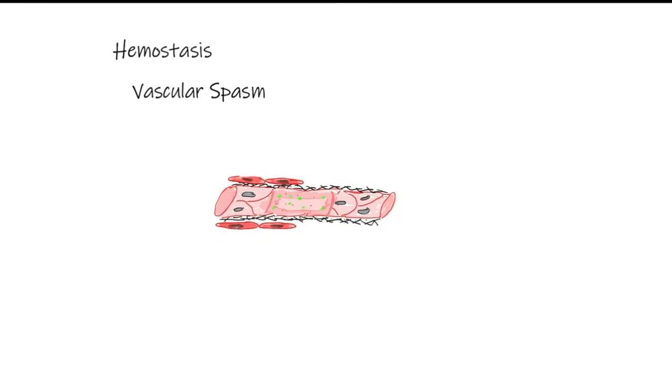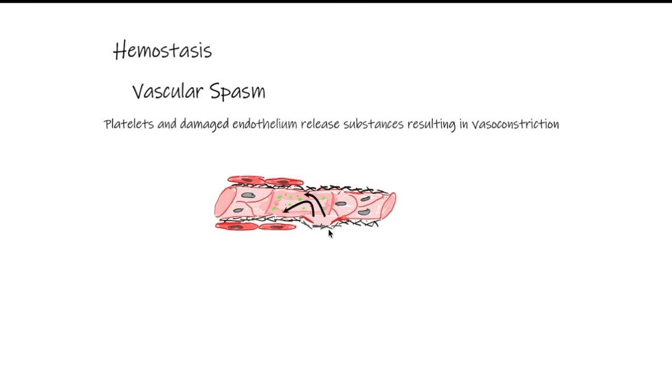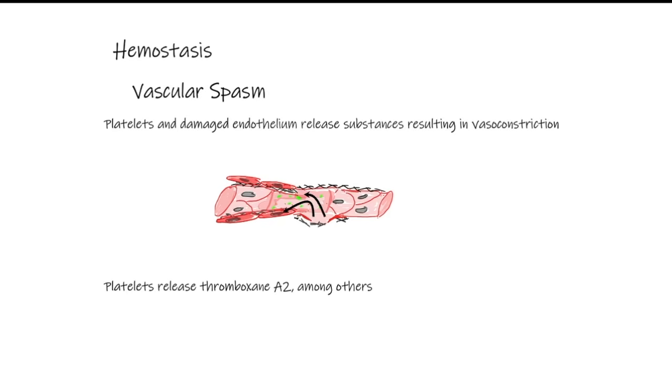So the first step of hemostasis is vascular spasm. This occurs when we have injury to endothelial cells, and when the endothelium is injured, platelets as well as damaged endothelium release substances that act on nearby smooth muscle cells, resulting in vasoconstriction. This will reduce blood flow to the injured area. Platelets release a substance called thromboxane A2, among others, that help promote this vasoconstriction. The damaged endothelium releases a substance called endothelin 1, a very potent vasoconstrictor.